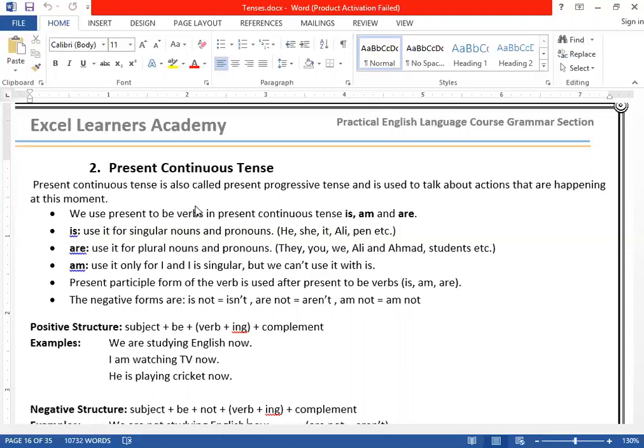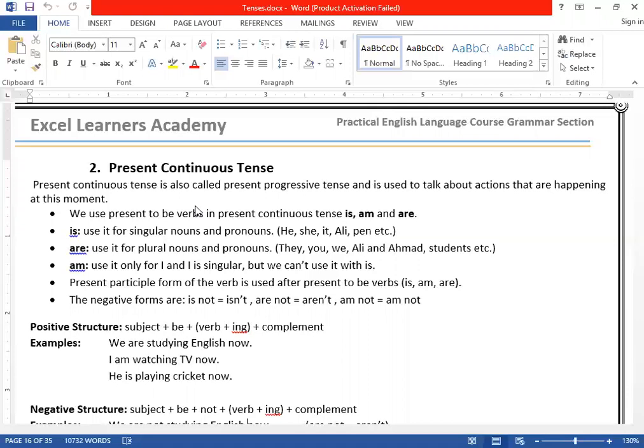Like right now, what we are doing: I'm teaching, I'm talking, you are sitting, clear? You're listening. So all these actions are happening right now. So if an action is happening now at this time when you're talking, clear? When you're speaking and something is happening around you, we use present continuous tense in that case.